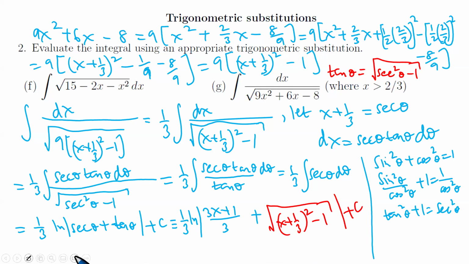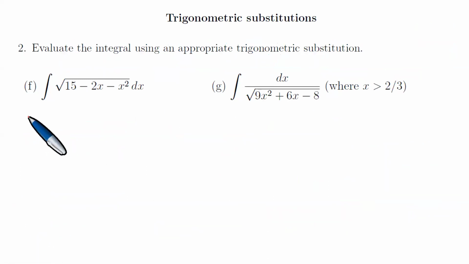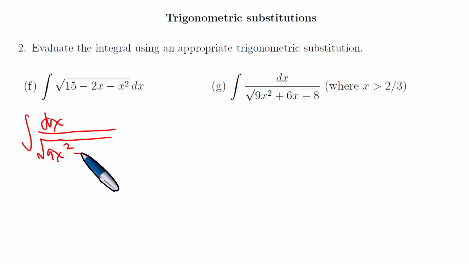For example, you can actually come and then say, whenever you have the integral of dx over 9x squared plus 6x minus 8, it is 1/3 of the ln.